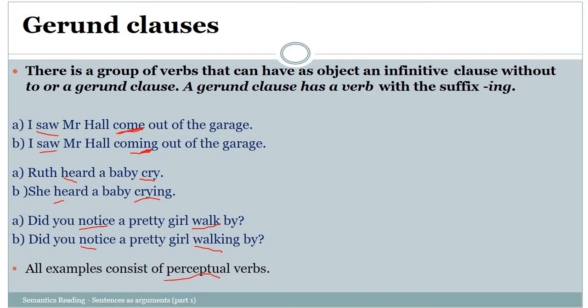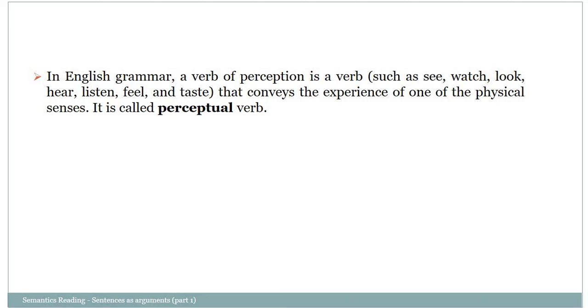So let's see the definition of perceptual verbs. In English grammar, a verb of perception is a verb like see, watch, look, hear, or listen. These verbs convey the experience of one of the physical senses. So these are the examples of perceptual verbs.